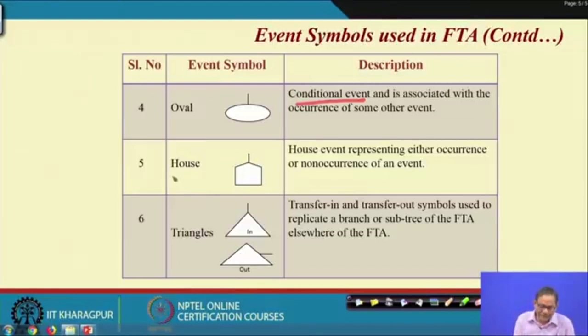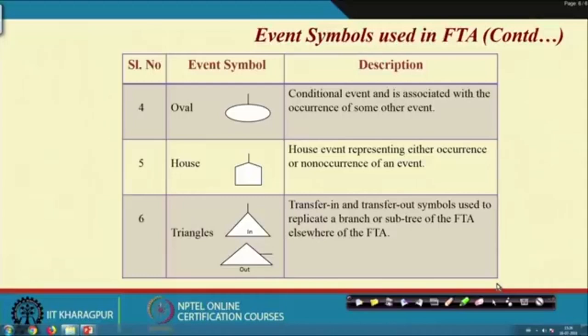These two are very special symbols. Commonly for a small tree they are not used, but for a big tree, particularly, they are used. You may not get such examples all the time, but sometimes it may happen that whether it occurred or did not occur has some implications. Okay, so there are six event symbols. These just represent what is happening there when you develop the fault tree.